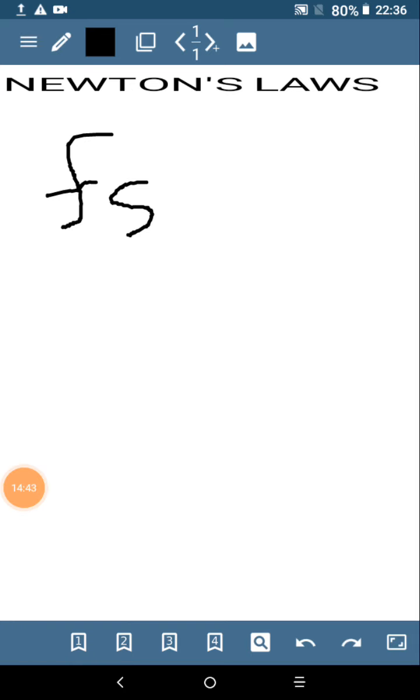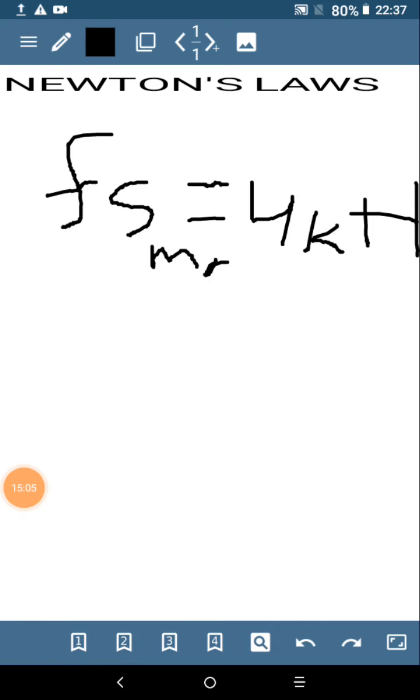Static is derived from the word stationary, meaning that it is not moving, its velocity is 0. So let me first write a formula for calculating the maximum static frictional force.